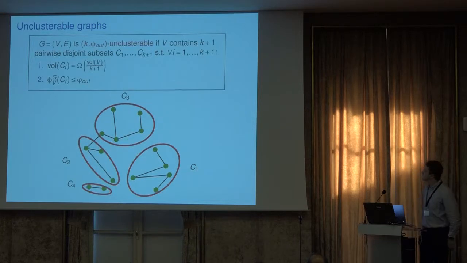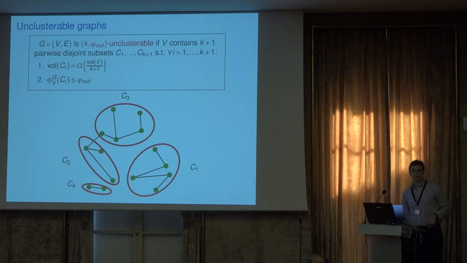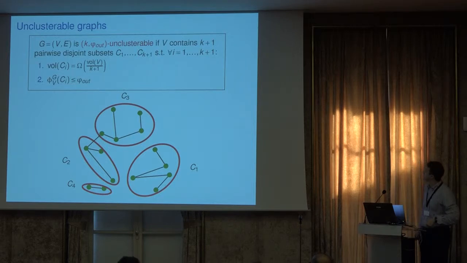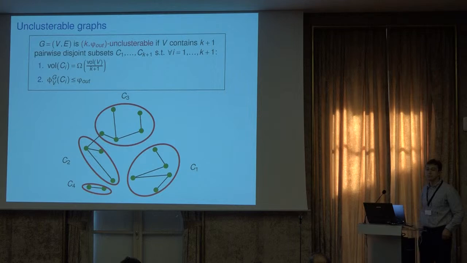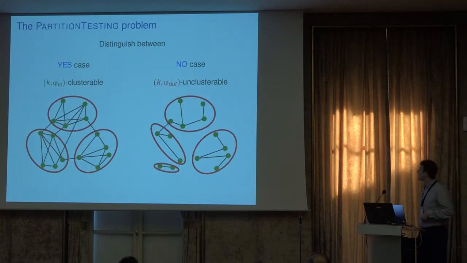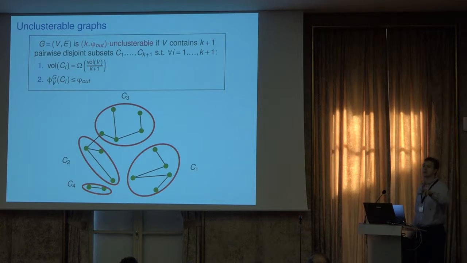All right, so these are clusterable graphs. What are the graphs that are not clusterable by our definition? We say that a graph is (k, phi_out)-unclusterable if the vertex set contains k plus 1 pairwise disjoint subsets, C1 through Ck plus 1, such that every single one of these subsets has non-trivial volume, say not much smaller than a 1 over k plus 1 fraction of the entire volume of the graph, and has pretty small outer conductance. So the boundaries are sparse. Outer conductance is at most some parameter phi_out. Okay, and here's an example of a 3-unclusterable graph. It's 3-unclusterable because you see 4 disjoint subsets with sparse boundaries.